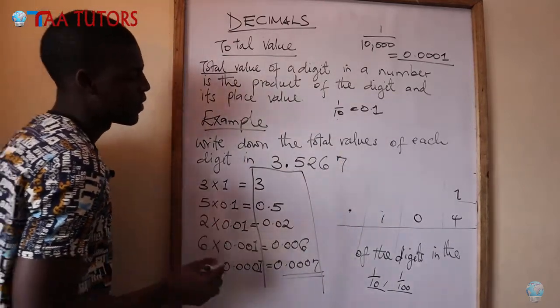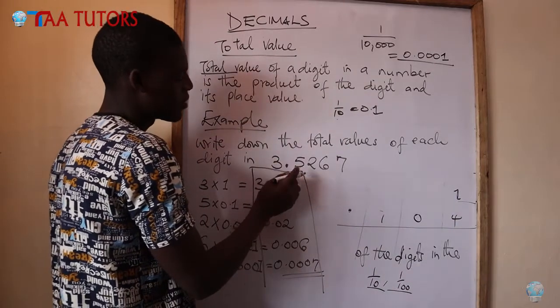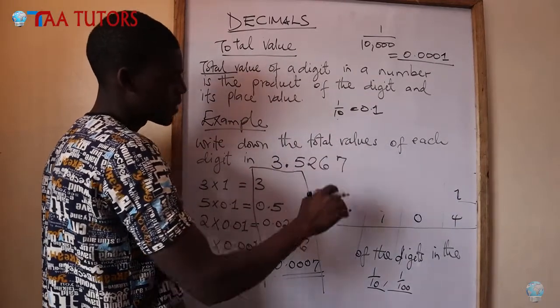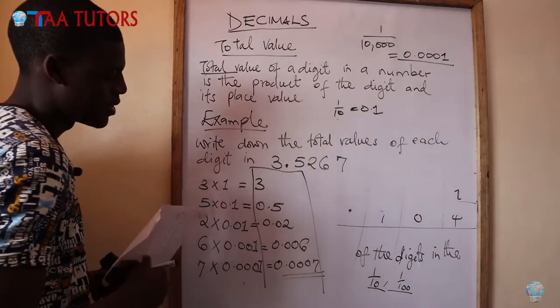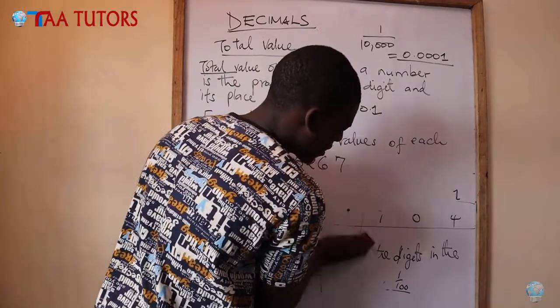Always remember that from the decimal point to the right, we start from tenths, not ones, because ones doesn't exist there. So when you understand that, you can try yourself with other values.